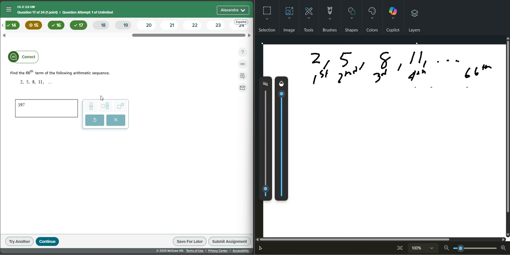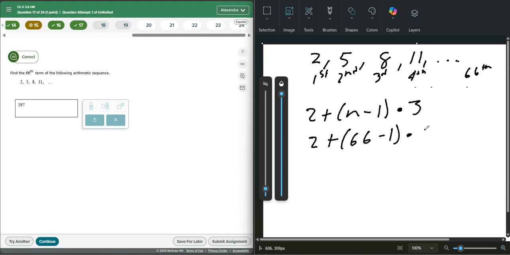So to be able to get this answer, remember what we had previously. We had a 2 plus n minus 1 times 3. Okay, so let's plug in 66 right there, and we solve this, and this right here, if you do the math in your calculator, it's going to equal 197.